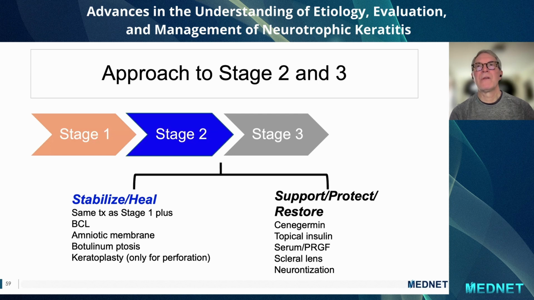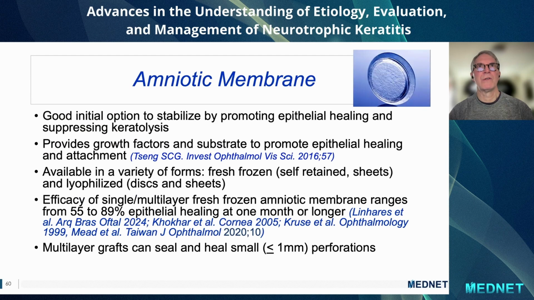And also to institute the therapies that support, protect, and even restore nerve function and morphology, which would include cenegermin, topical insulin, serum or platelet-rich plasma, scleral lenses, and then neurotization, if that's an option for you, if you have someone in your practice that does that or you can refer to. I'd like to go through each one of these therapies and just discuss their efficacy for NK.